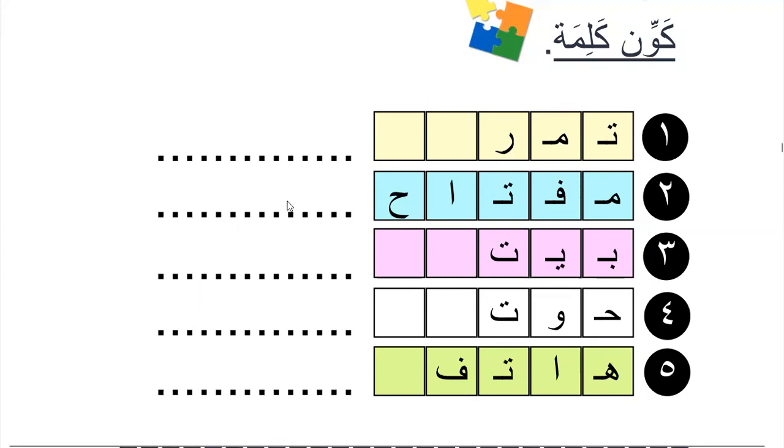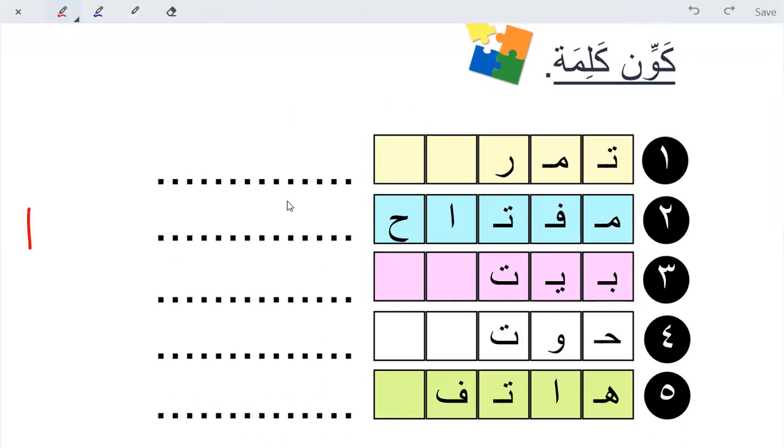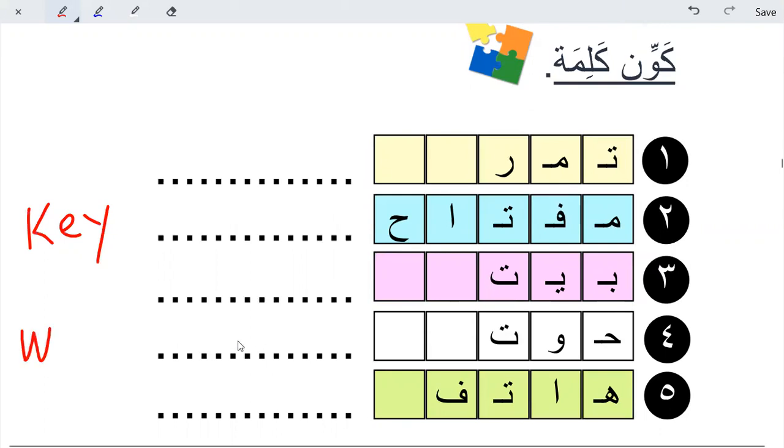Miftah. Meaning? Miftah means key, sir, key. Correct. Next. Bait. Good. Meaning? House. Good. Next. Coat. Meaning? Coat. Good. Next.